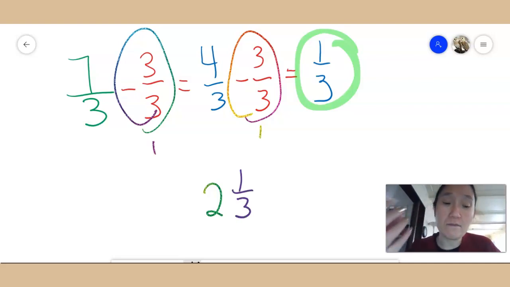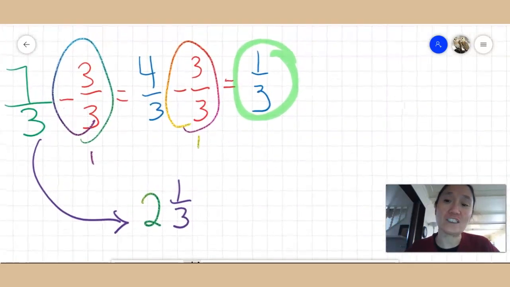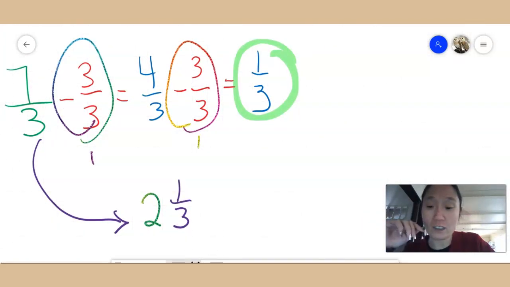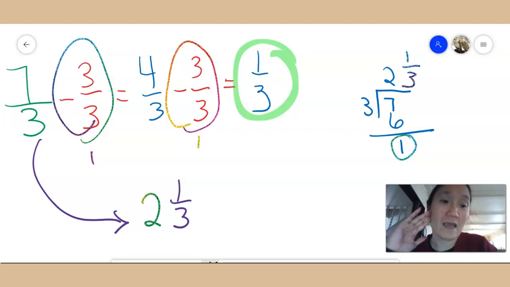So my improper fraction really becomes this. 7 thirds is really 2 and 1 third. Okay? So this is the hardest thing you'll probably have to do. Now, what does that look like if I wanted to actually divide it out? Well, I could say 7 divided by 3, and I could take 2 groups. 2 times 3 is 6. Subtract that, that's 1, and then put my remainder over the top of my 3, and that's 2 and 1 third.